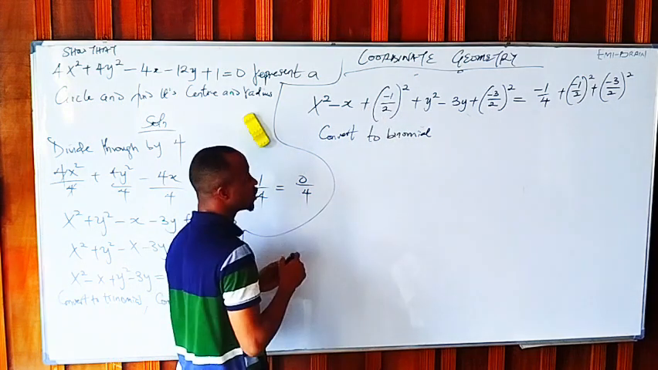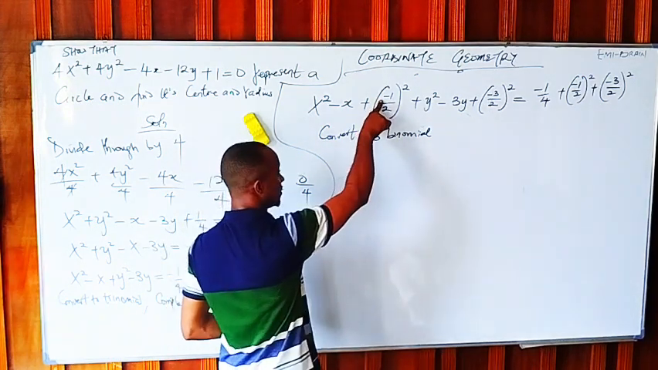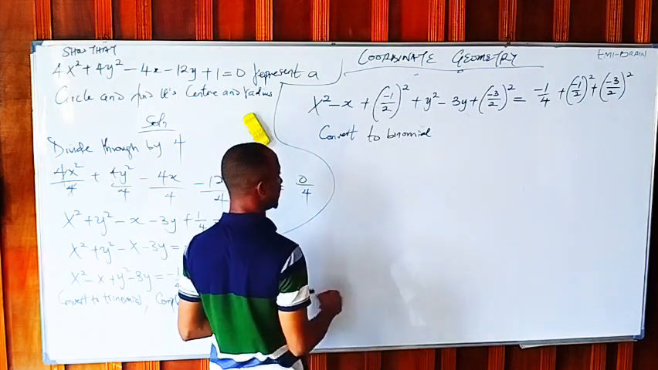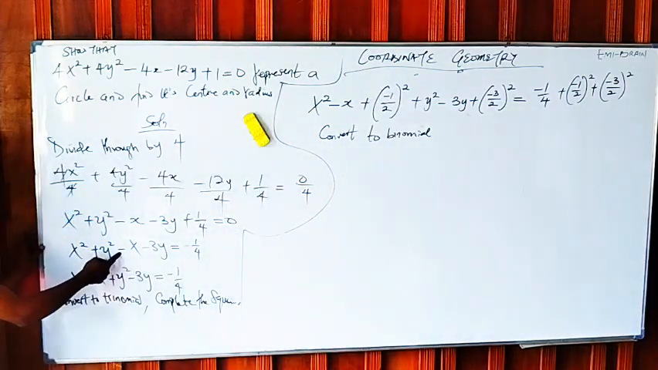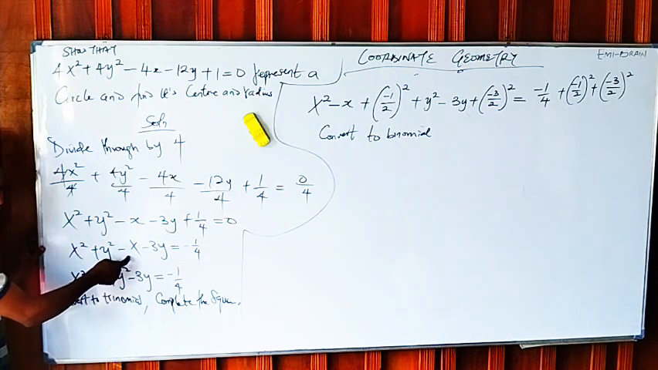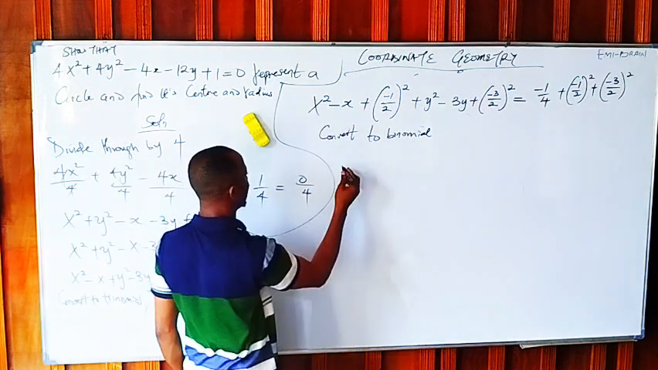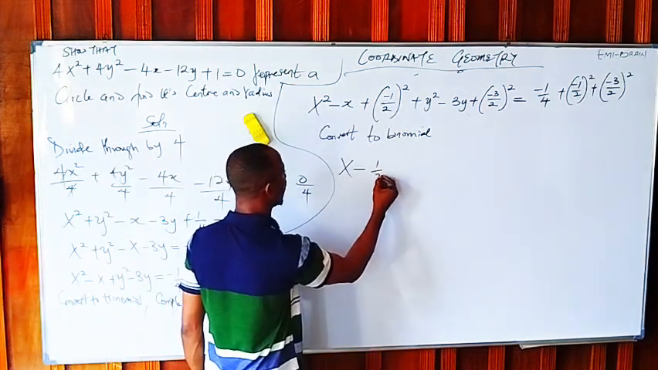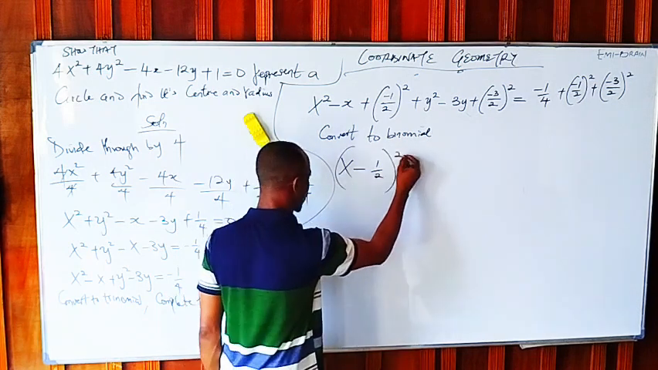Minus. Your focus will not be on this sign, right? Don't come and say everything should be plus. If I have minus here, that means half of this becomes what? Minus 1 over 2 all squared. So here becomes x minus 1 over 2 all squared.